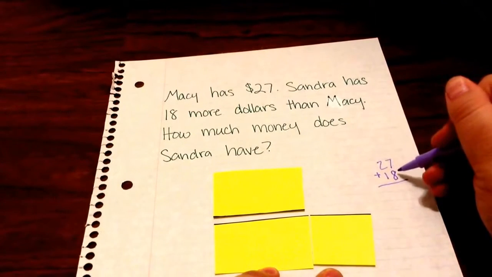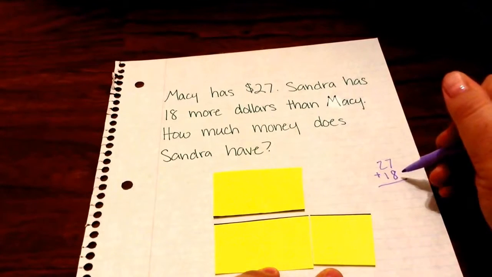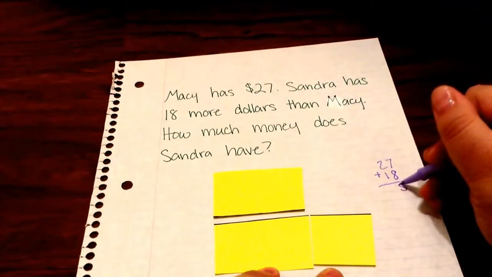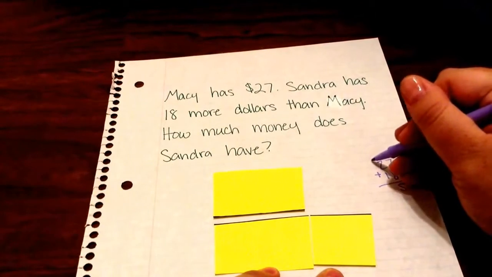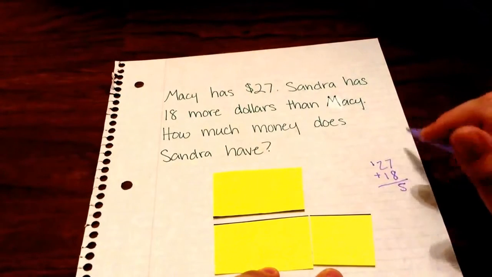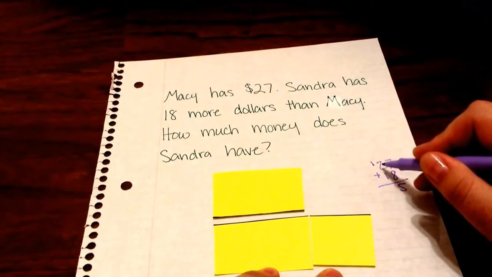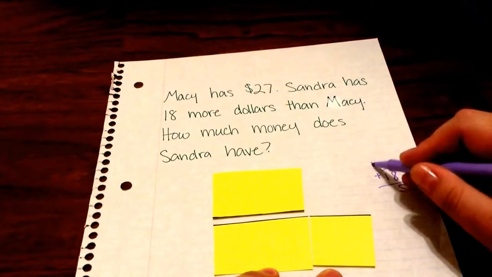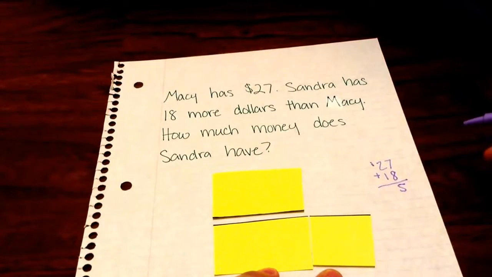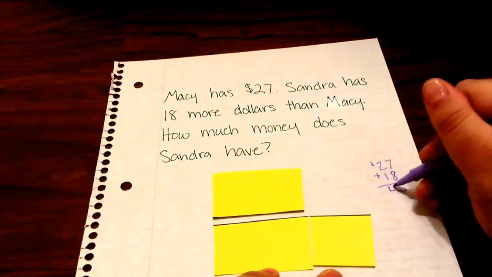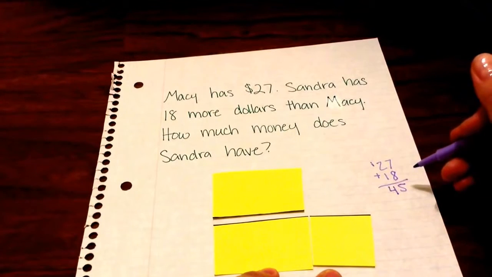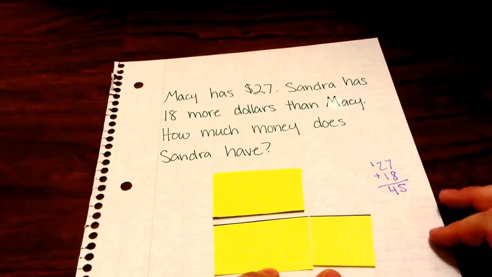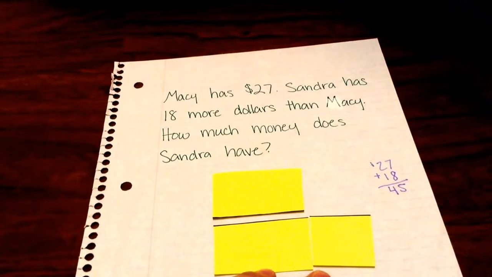We see that 7 plus 8 gives us 15. So we're going to have to regroup and add the tens over to the correct place value. So we have 20 plus 10 plus 10, which gives us 40. So our answer is 45. Sandra has $45, which means that she has 27 plus 18 more than Macy.